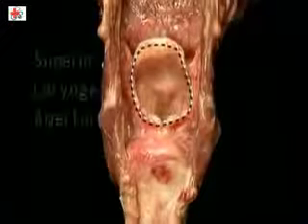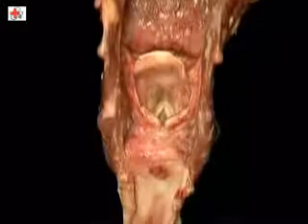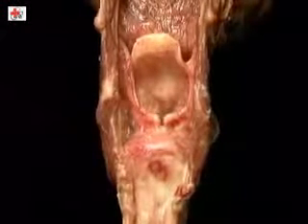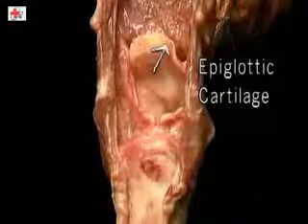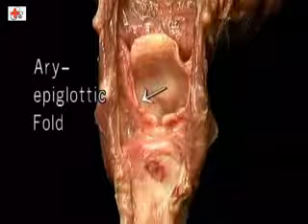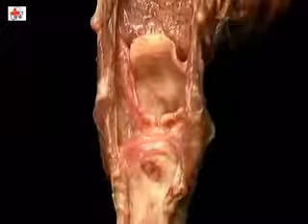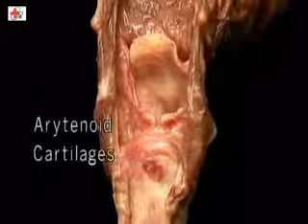Here's the opening of the larynx, the superior laryngeal aperture. It faces almost directly backwards. The opening is formed in front by the epiglottic cartilage, on each side by this fold of soft tissue, the aryepiglottic fold, and behind by two important structures that we'll meet in a minute, the arytenoid cartilages.